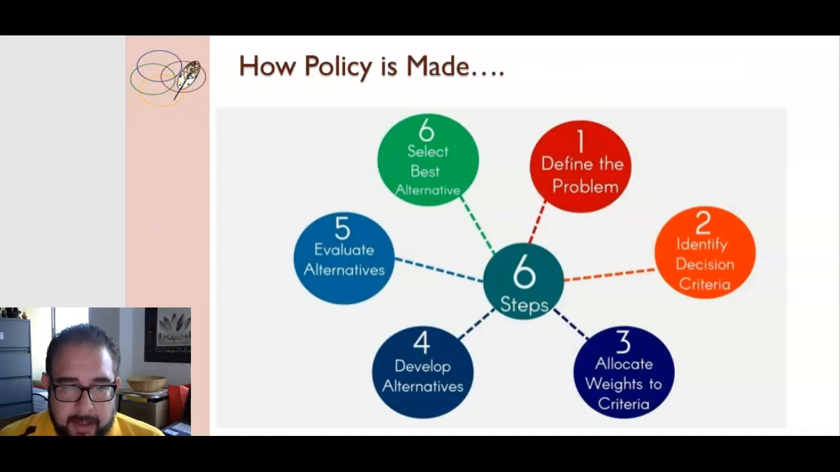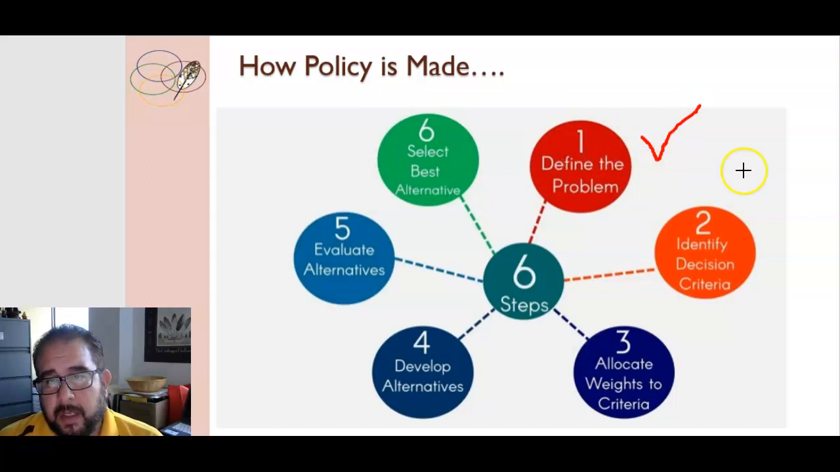How is policy made? This shows a rational policy-making process. And so for your assignment this week, you're going to be engaging in step number 1, define the problem. So as you wrap around this rational 6-step process, you can see that you identify the decision criteria. So what are the elements and things that you'll consider when you are making a policy decision? Allocate weights to that criteria. So assign a point value or a number value to those decision elements.